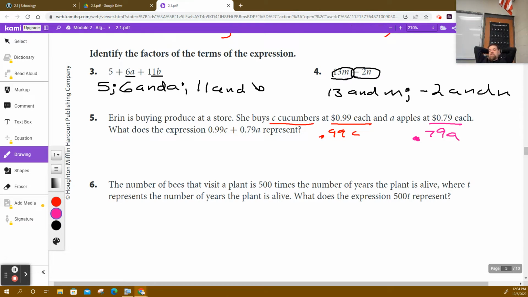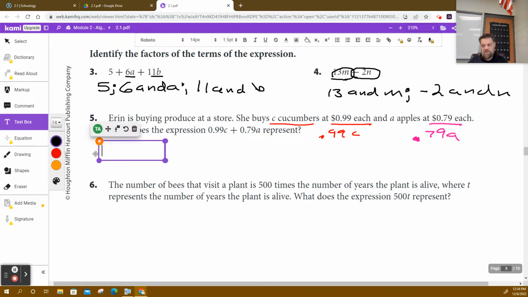Oh, it says, what does this expression mean? They told us what it was. 99C plus 0.79A, what does that represent? What she bought at the store. Well, to some degree true, but what is the mathematical equation going to tell us? How about we'll get a little more formal? The total cost of C number cucumbers and A apples. Remember, variables represent a number.